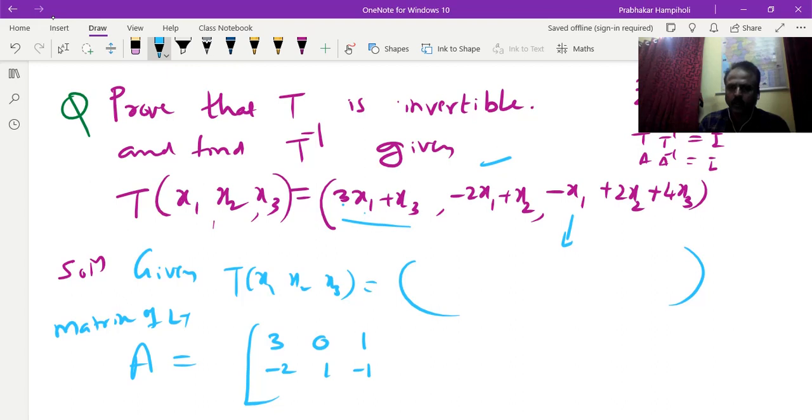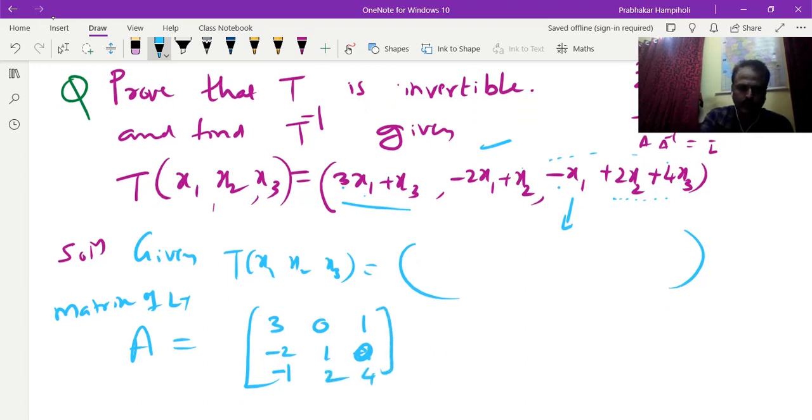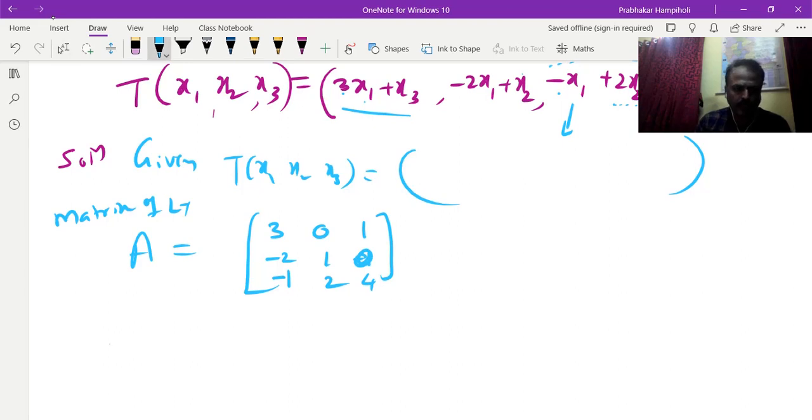Can you tell me the last one? Okay, last one, minus x1, this part is 0, this part is 0. Here the x3 part is not there. Can you tell me the last one? Minus 1, 2, 4. Now what you have to do is, first of all, prove that the determinant of A is not equal to 0.